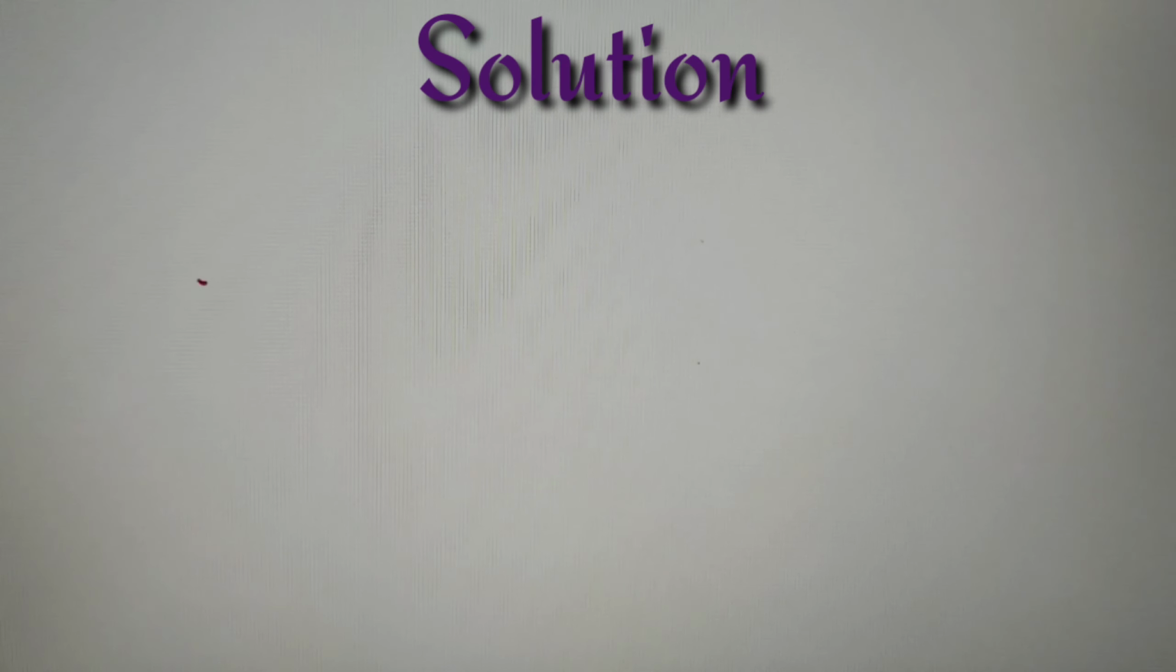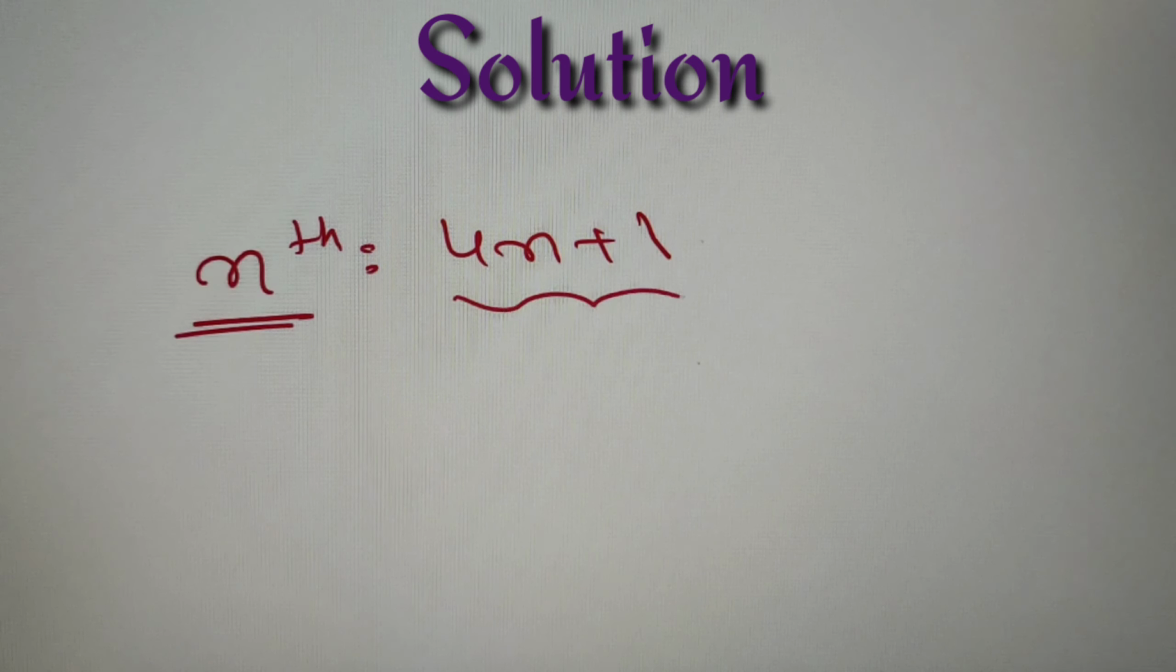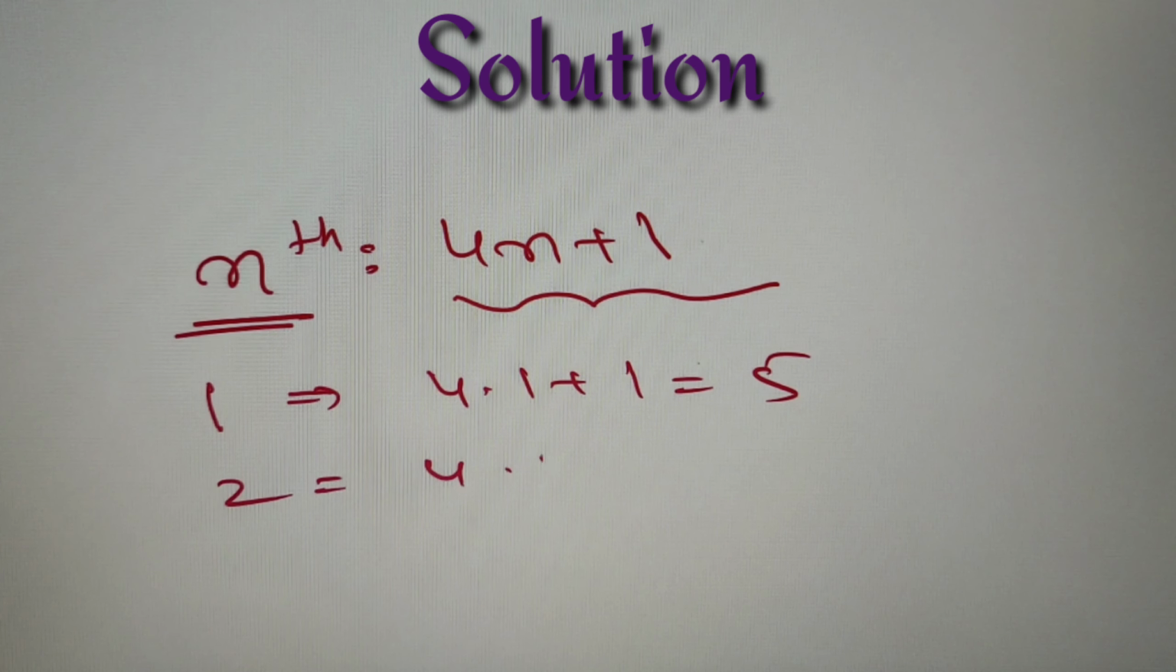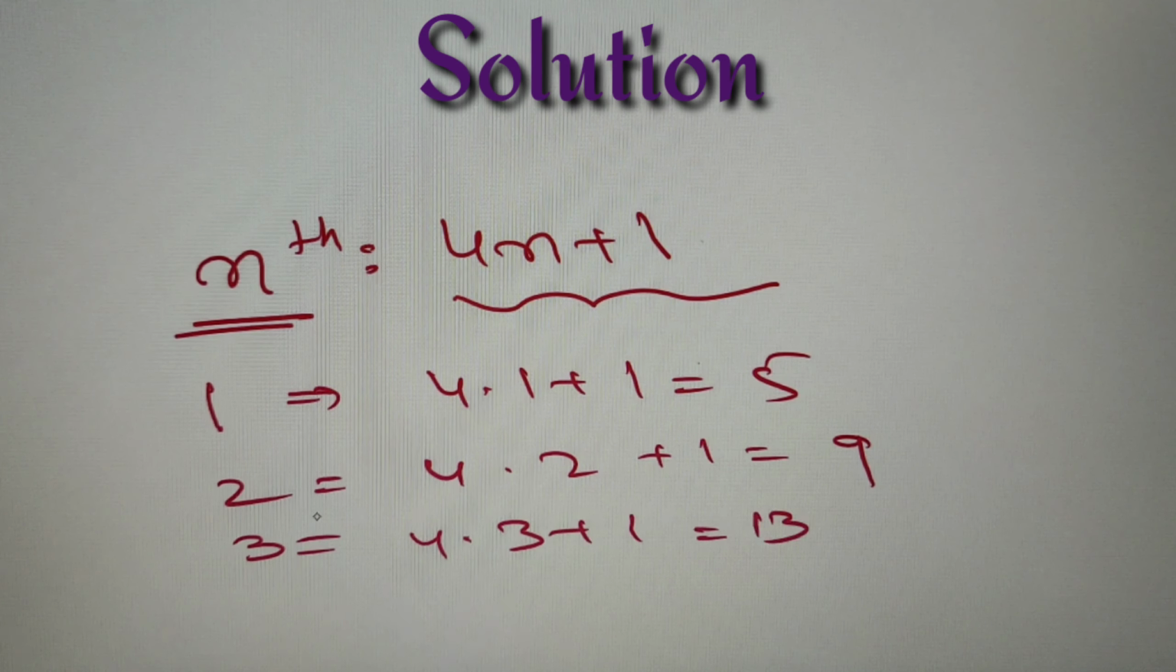So according to our given question, the nth term is represented by 4n plus 1. Now if in any question it is mentioned that the nth term is represented by using the value n or any other variable, what we just have to do is we just have to put that value. So I can say that first term is equal to 4 into 1 plus 1, which is equal to 5. Second term is equal to 4 into 2 plus 1, which is equal to 9. Third term is equal to 4 into 3 plus 1, which is equal to 13, and so on. So I can find out the complete series.